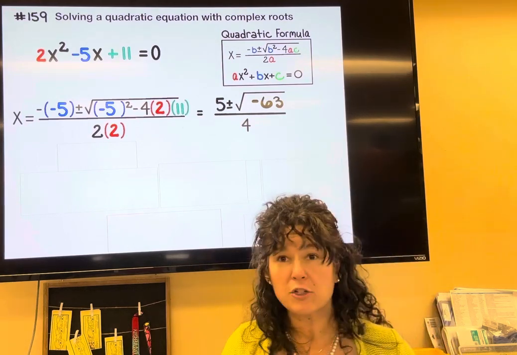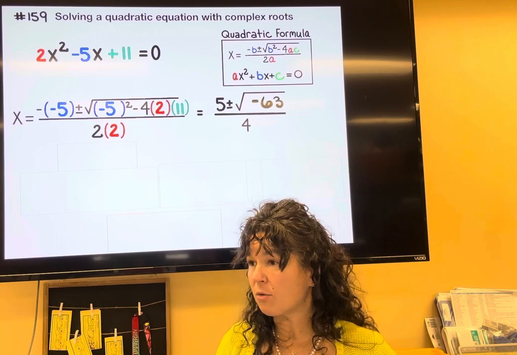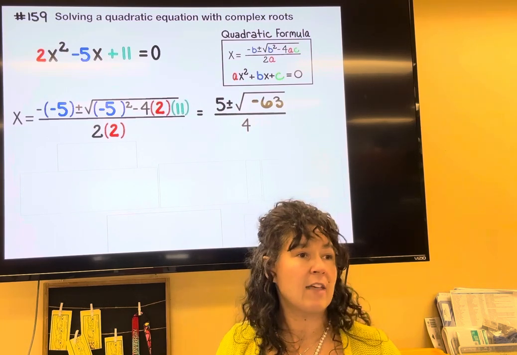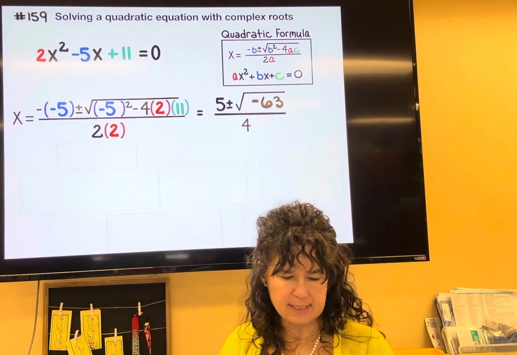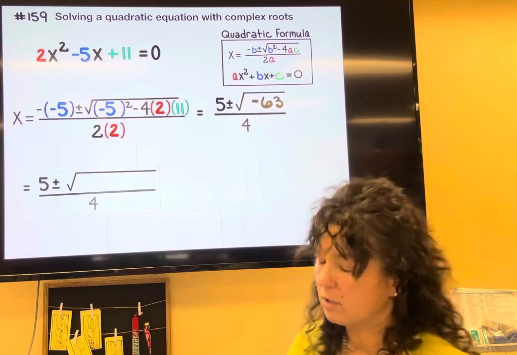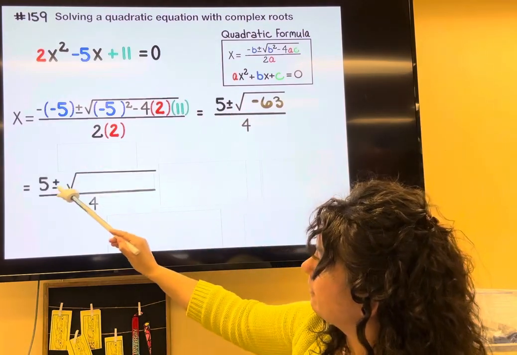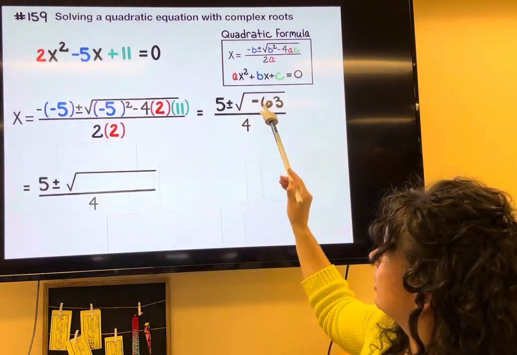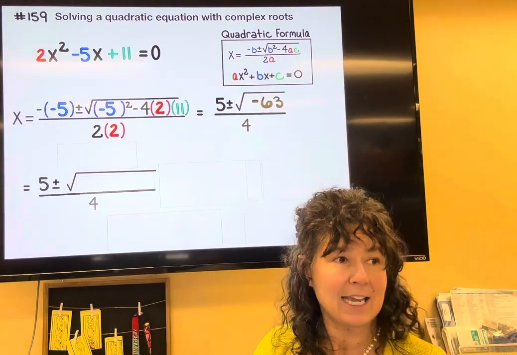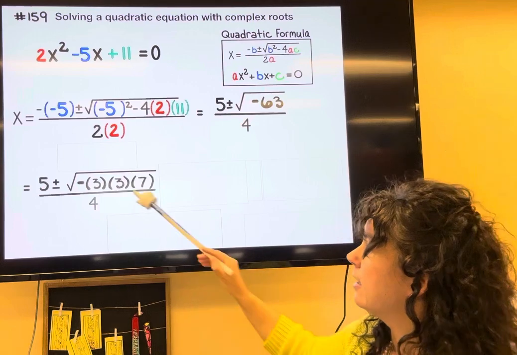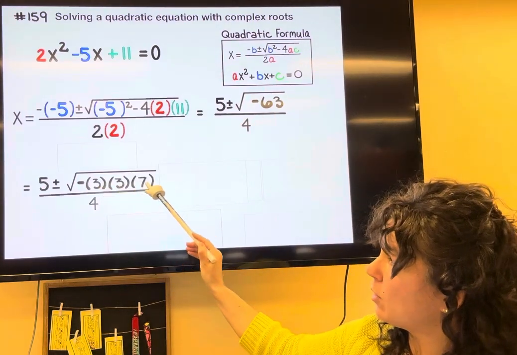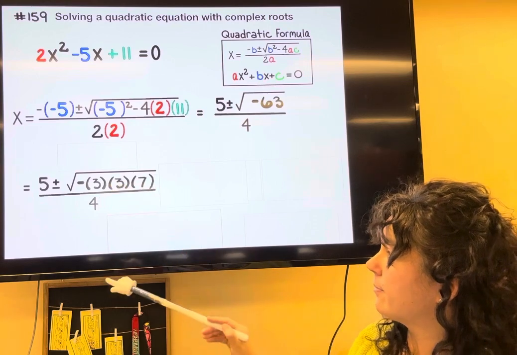You can use a factor tree if you need to, but 63 is 3 multiplied by 21, and then that 21 is 3 times 7. Okay, so I still have 5 plus or minus the square root of -63. I'm going to rewrite it as -1 multiplied by the product of primes. Again, 63 is 3 times 21, so it's 3 times 3 times 7.